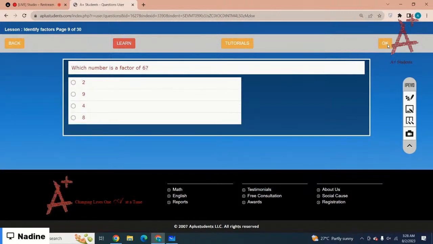Which number is a factor of 6? Which is the correct option? Factor means which number can evenly divide 6. So which is the correct option? The correct option is 2. Only 2 is the number that can evenly divide 6.